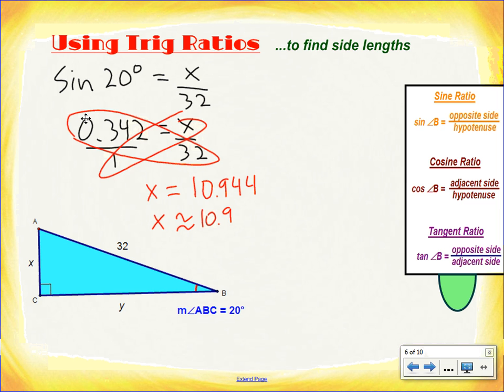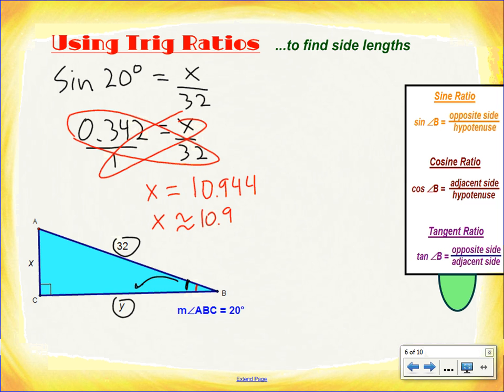Okay, I'm going to assume you're back. I'm going to assume you've tried to find y. Did you find what it is? Let's take a look. This time, I'm looking for y, which according to B is the adjacent side. And 32 is still my hypotenuse, still across from the right angle.